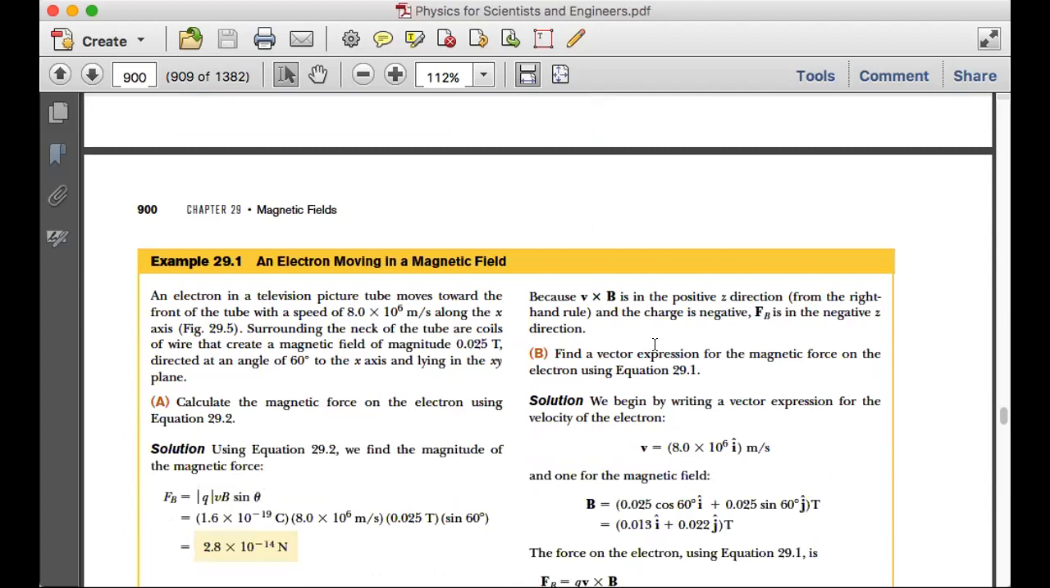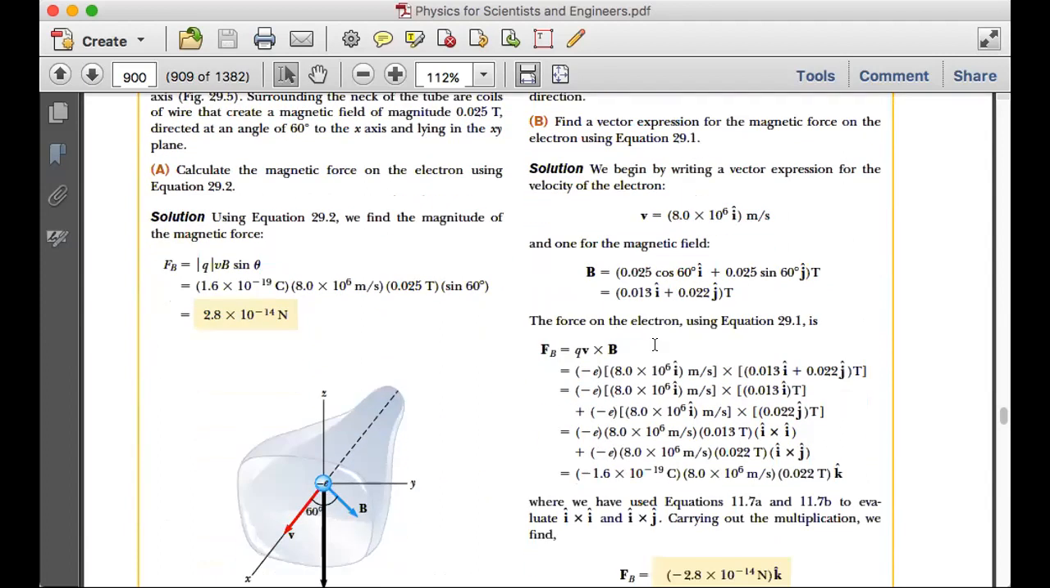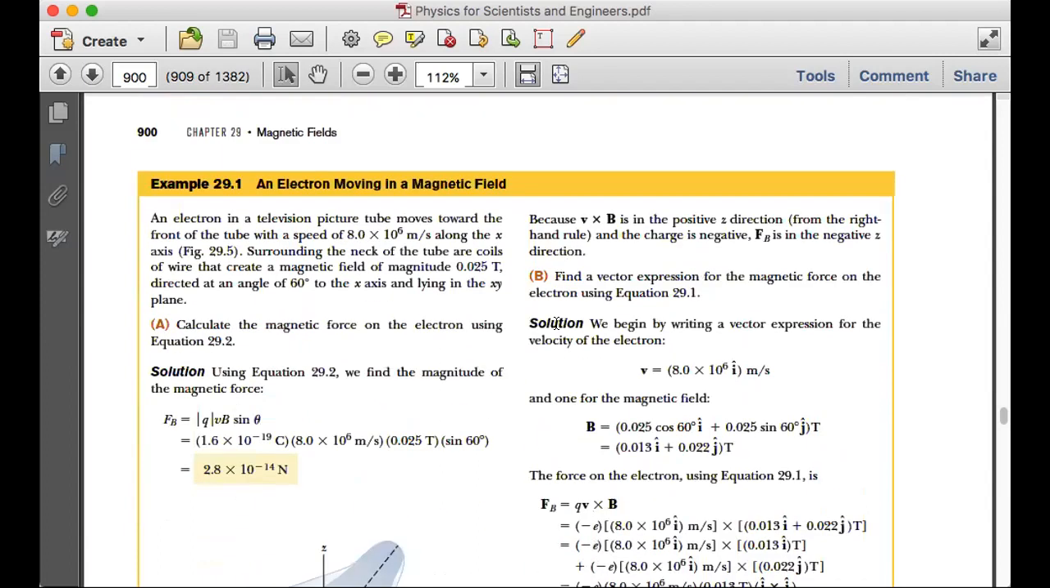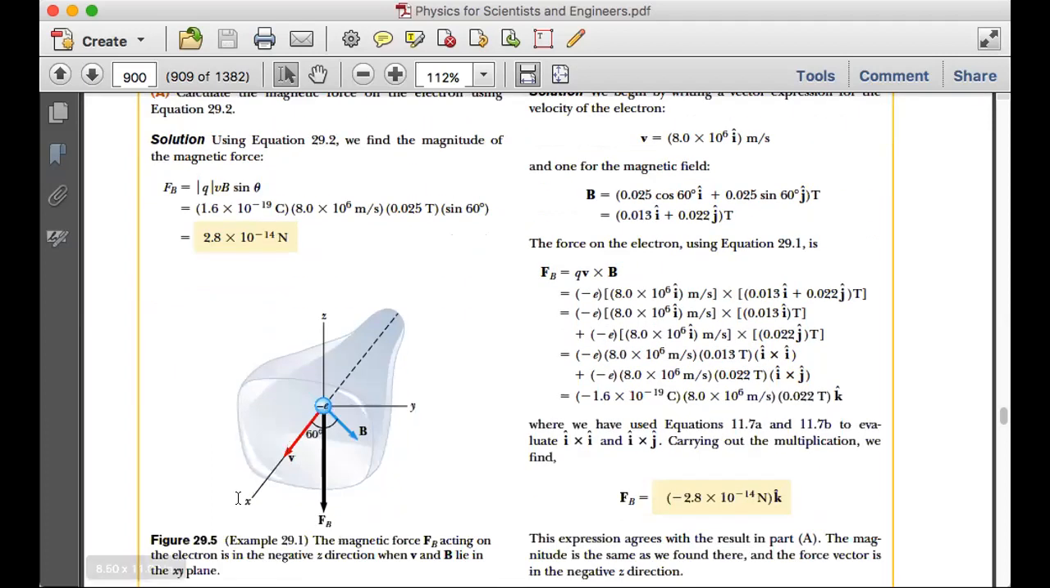Okay, for example, this is a small exercise, a small example problem. We have an electron in the television tube, moving toward the front of the tube with the speed 8 times 10 to the 6 meters per second along the x-axis, as in the figure.